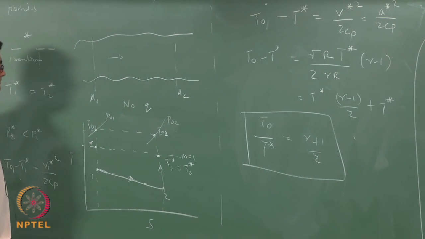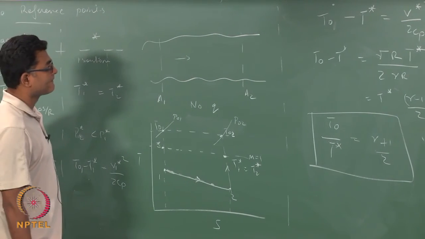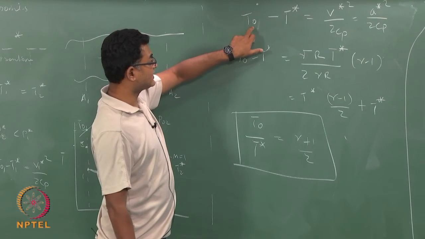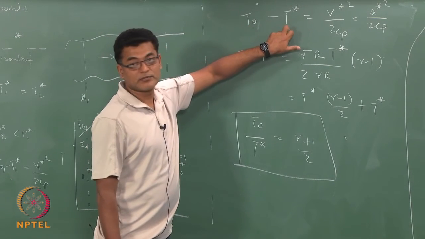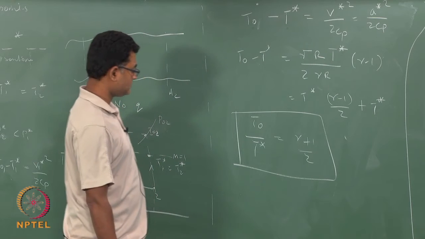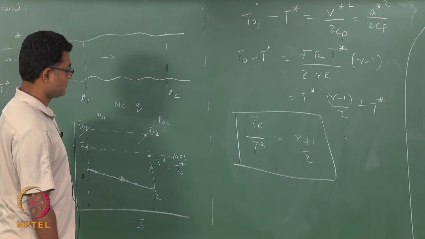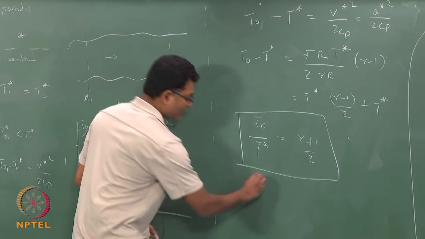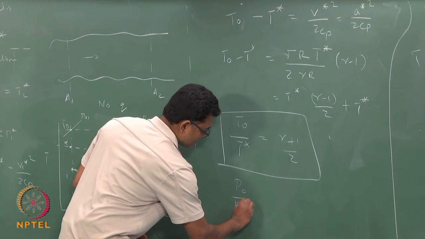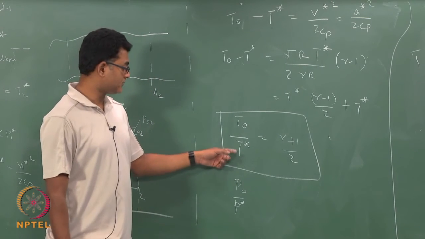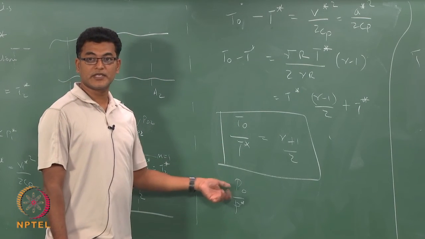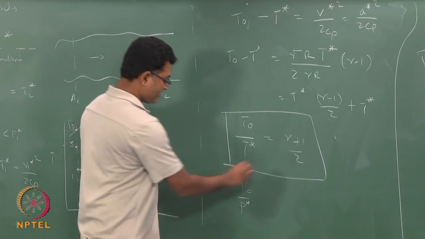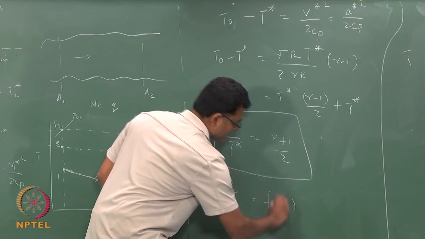So, this is nothing but the energy equation, between the stagnation point and the star point. Now, this is an isentropic process. So, I can relate this to P0 by P star as well, because from star to stagnation is an isentropic process. I can use the isentropic relation. So, the ratio of this is again a function of gamma alone.